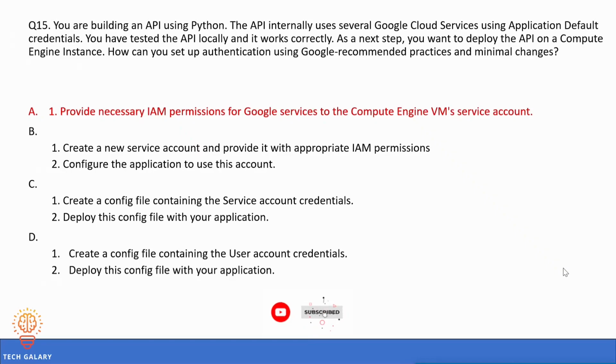So let's take a look at option A. Provide necessary IAM permissions for Google services to the Compute Engine VM's service account. So this is the best solution for this scenario. With this, we can attach service accounts to resources for many different Google Cloud services like Compute Engine, Google Kubernetes Engine, App Engine, Cloud Run, and Cloud Functions. So this strategy is recommended because it is more convenient and secure than manually passing credentials in a config file. So option A is the best solution for this scenario.